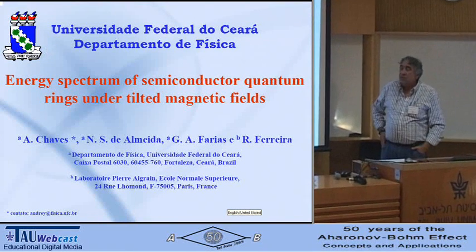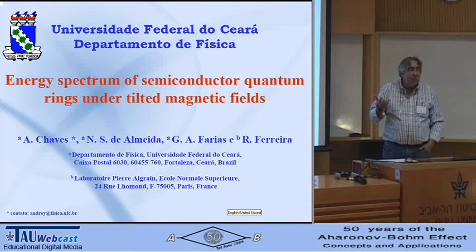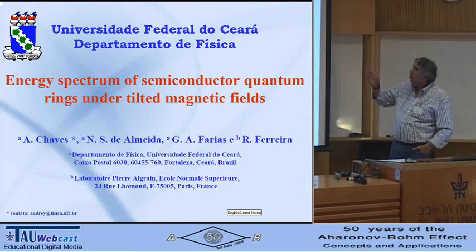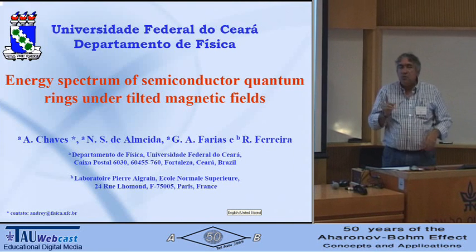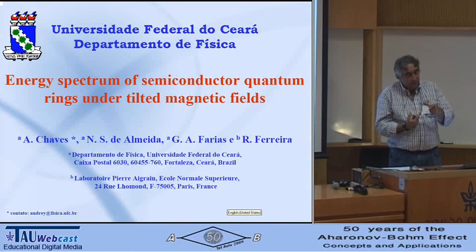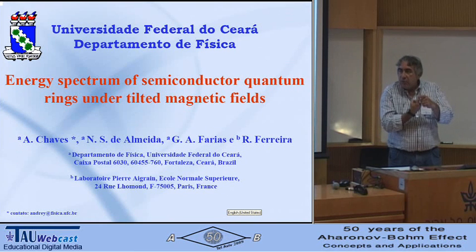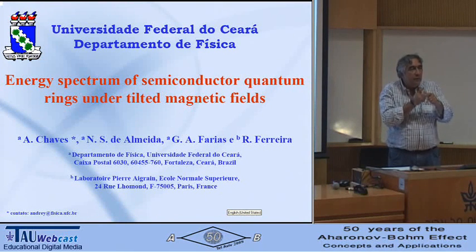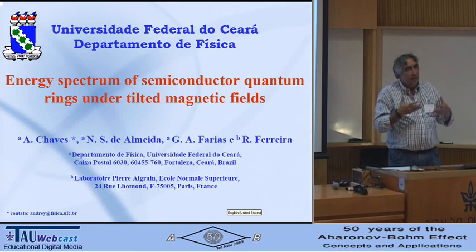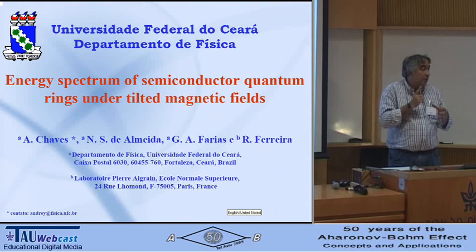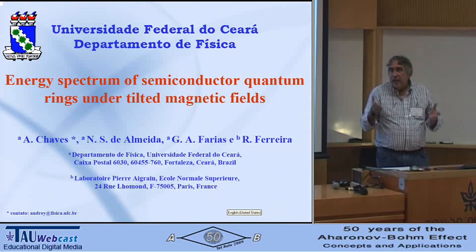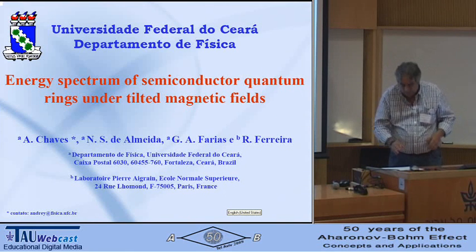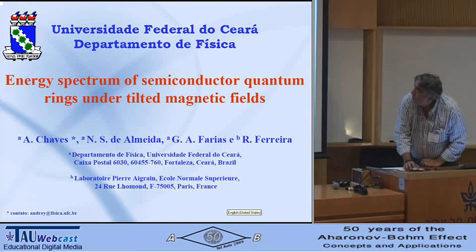What I'm going to talk about is, up to now I have seen many people talking about symmetry. But sometimes breaking the symmetry is also quite interesting. So the idea is to see the spectrum of quantum rings under a tilted magnetic field. Usually people take the ring and consider the magnetic field perpendicular to the ring. Now we're going to take a tilted magnetic field, so we have another degree of freedom. We don't have to change the parameters, but we change the angle, and consequently we break the symmetry and change the Aharonov-Bohm oscillations.